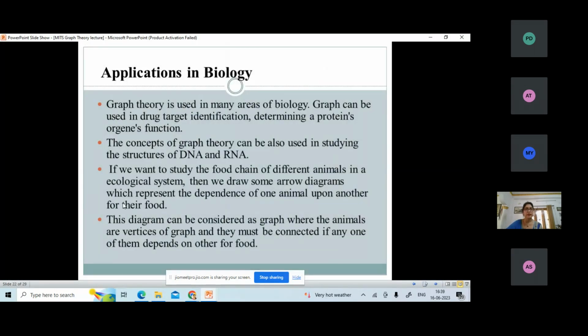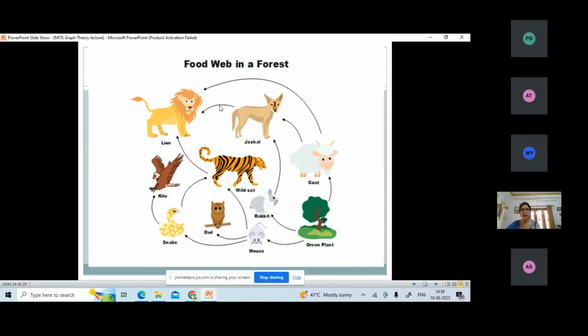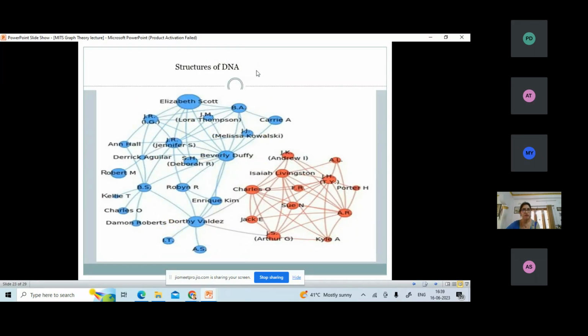The concept of graph theory can also be used in studying the structure of DNA and RNA. If we want to study the food chain of different animals in the ecology system, then we draw some arrow diagram which represents the dependence of one animal upon another for their food. For example, this is the structure of DNA.